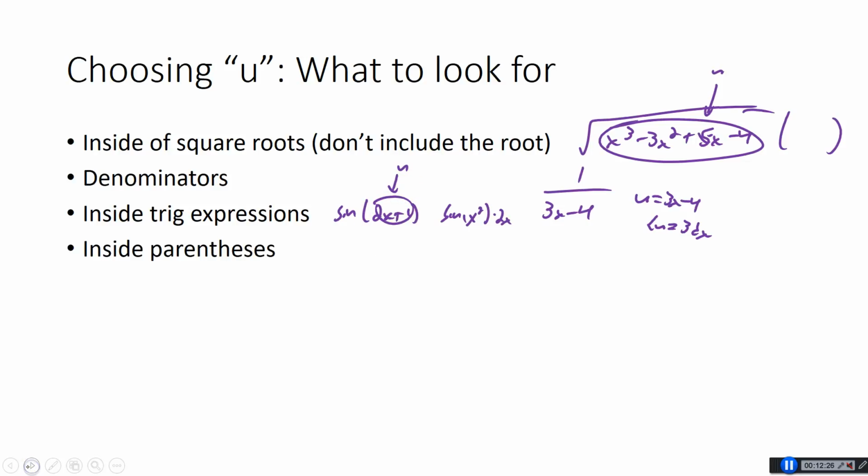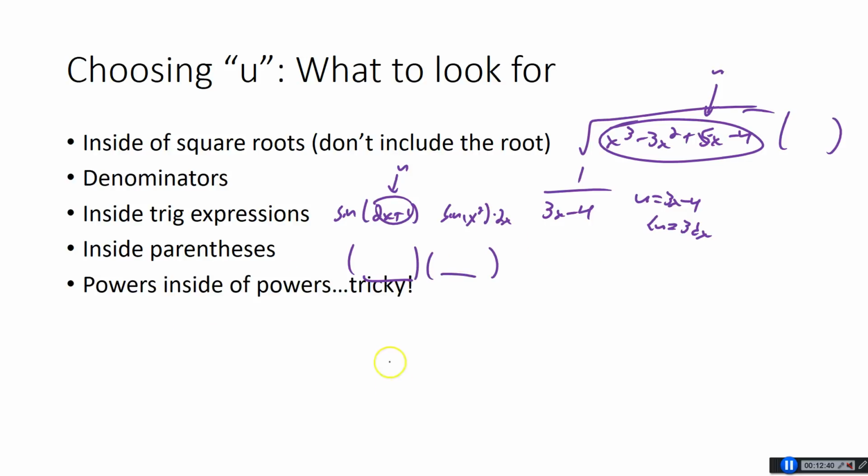Inside parentheses in general, right? We talked about that before. If you have a few parentheses things, if you use one of them, hopefully the other one is the derivative of the first, because then chain rule has been done. But inside parentheses, good choice for u, and then all you have left is just u. Yep. Powers inside of powers. This is a tricky one. So in general, this is the one I was going to add, is just exponents in general.